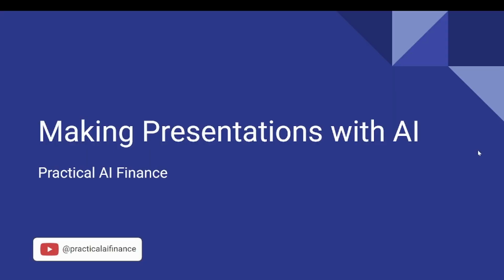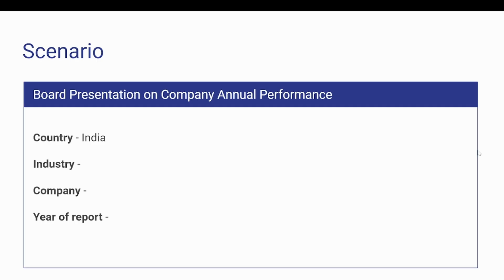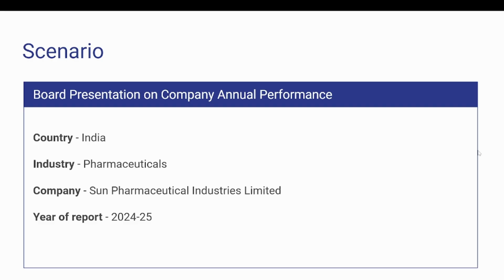Hi, welcome to this video where we will be now making presentations using different AI tools and find out what works best for finance. So the scenario that we will be building a presentation is using an annual report for a company based in India. This company is based in the pharmaceuticals industry, and the company we're referring to is Sun Pharma. The year of the annual report is 2024-2025.